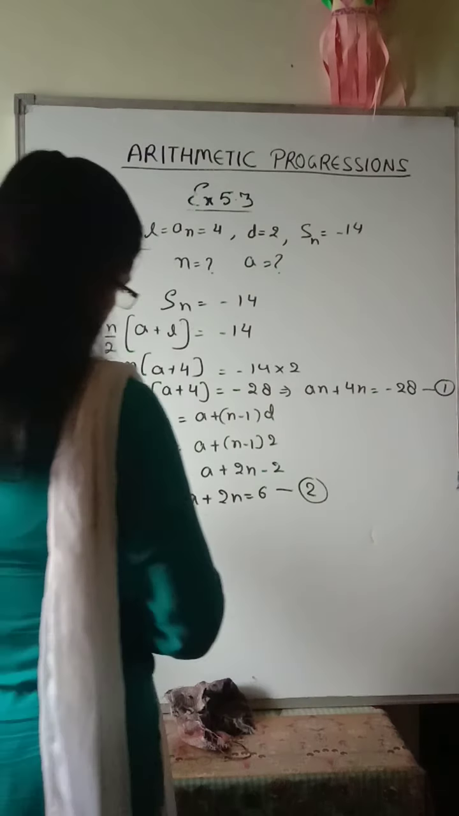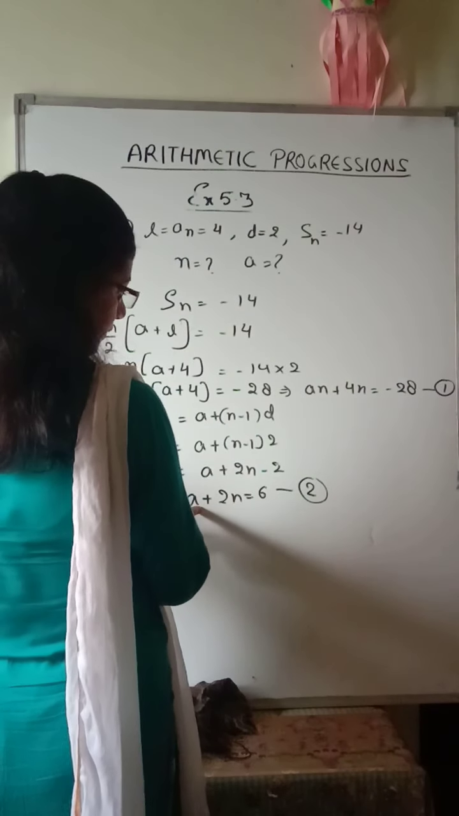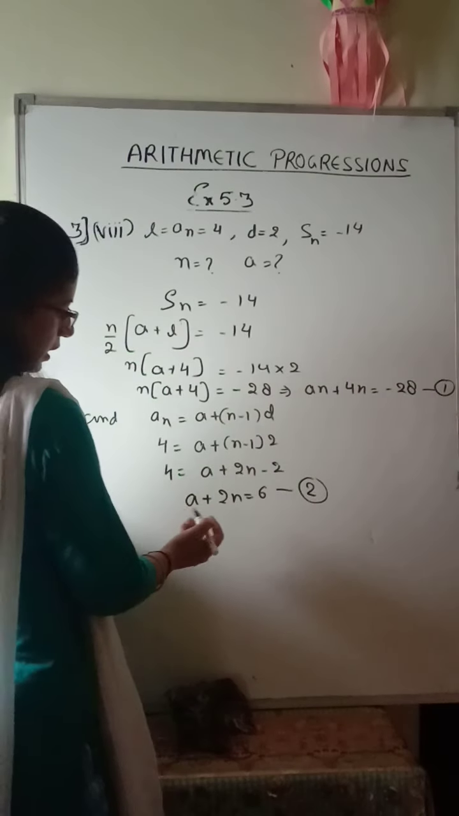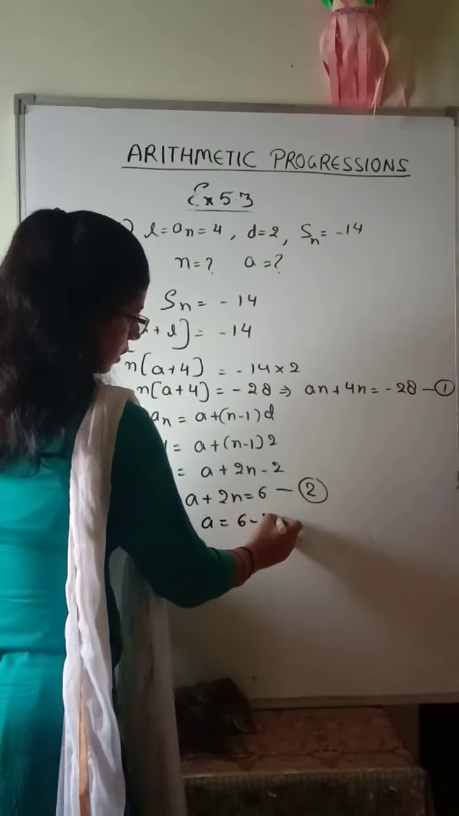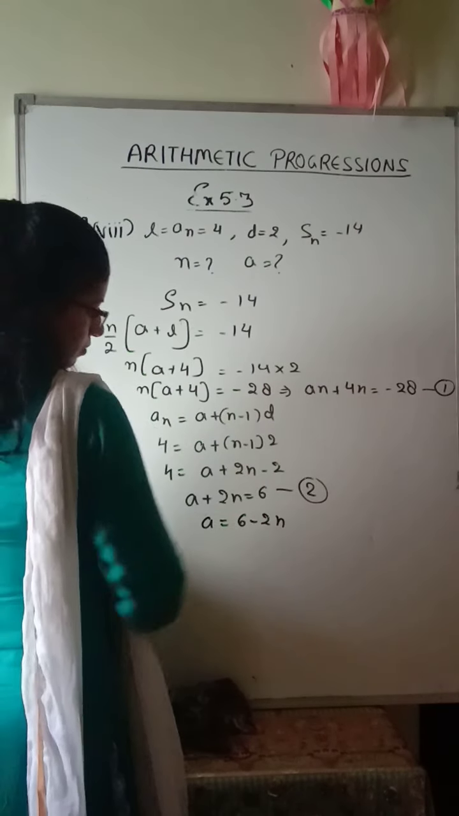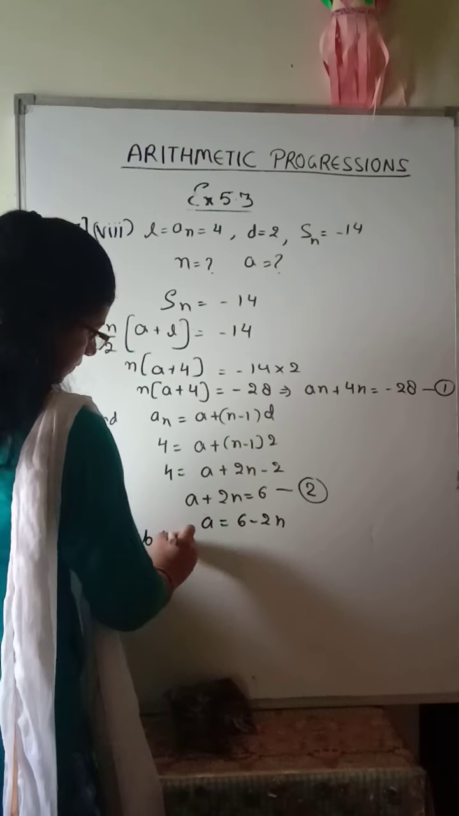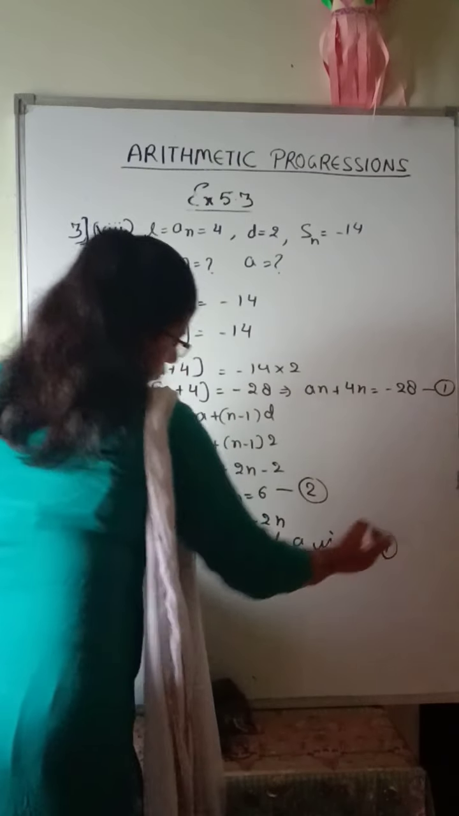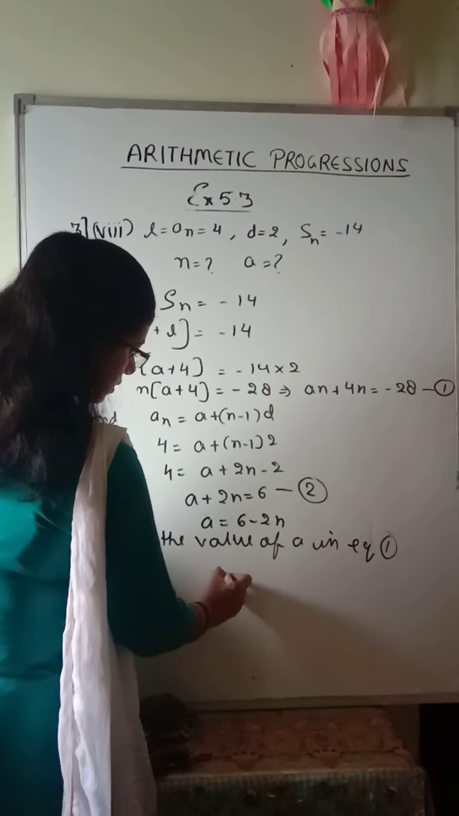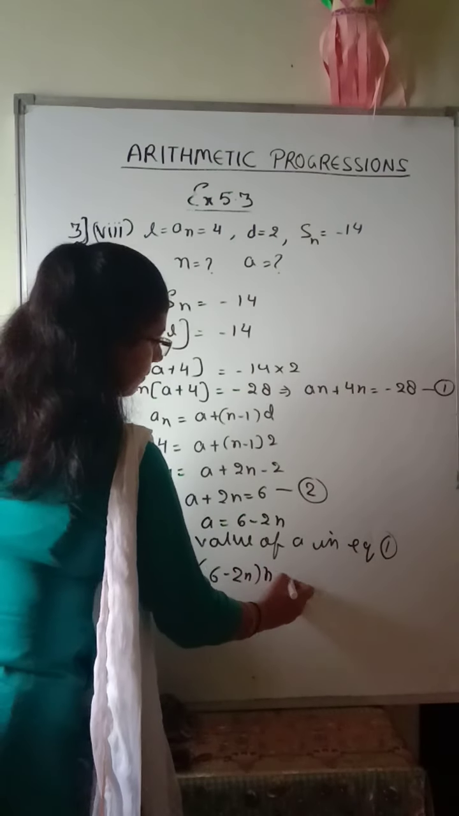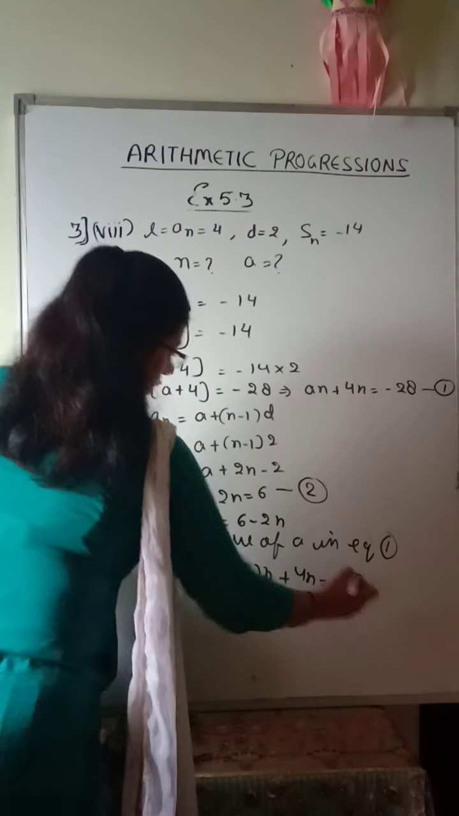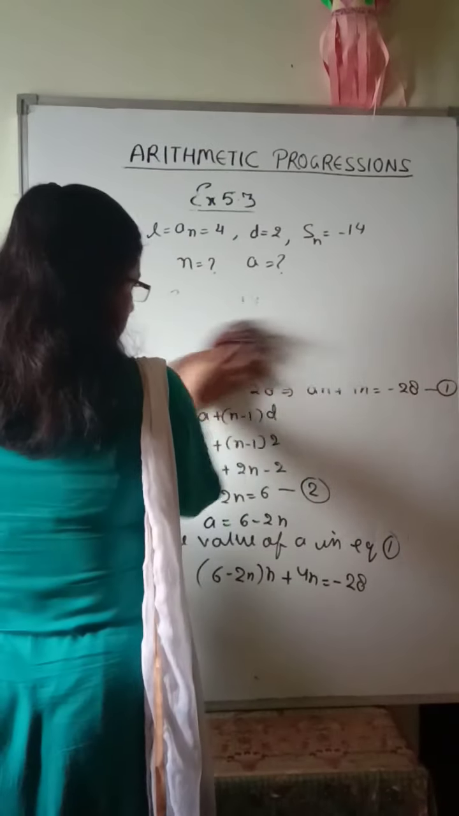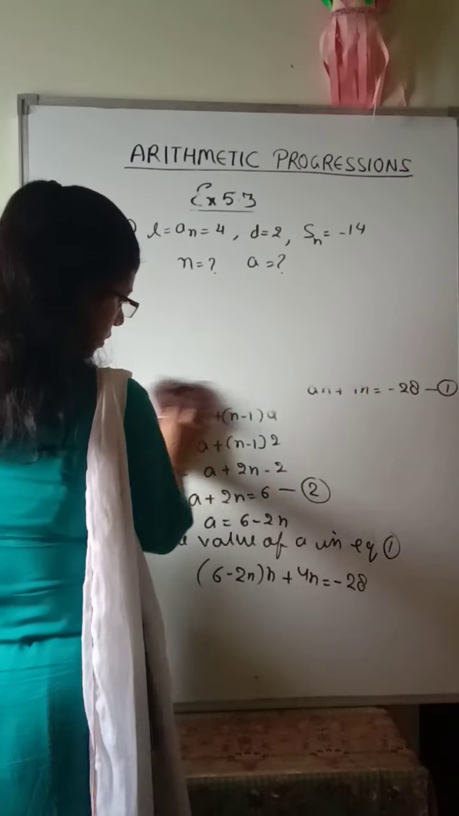So now what we'll get? Find the value of a or n from here, any of the values. You can take out a value from the second equation. So a equals 6 minus 2n. After finding the value of a, we'll substitute it in equation number 1. Substituting the value of a in equation 1. The value of a is 6 minus 2n, put in brackets, n stays as it is, plus 4n equals minus 28. Now we will solve this. So what we'll get? We will just put the equation like this only.